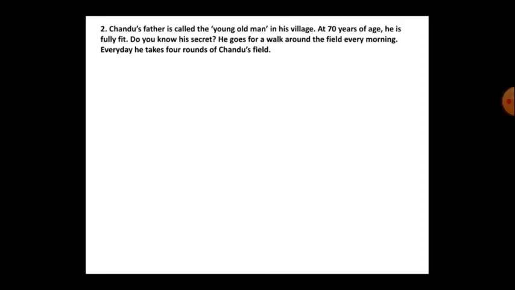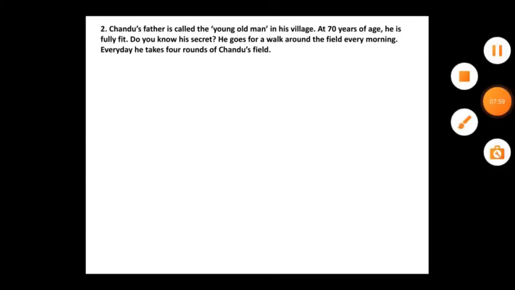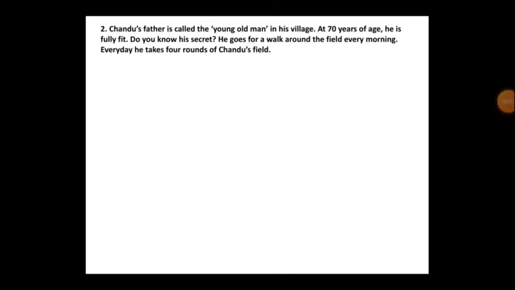Chandu's father is called the young old man in his village at 70 years of age. He is fully fit. Do you know his secret? He goes for a walk around the field every morning. Every day he takes 4 rounds of Chandu's field. He is an old man even though he is called a young one, because his age is 70 years, even though he is fully fit.